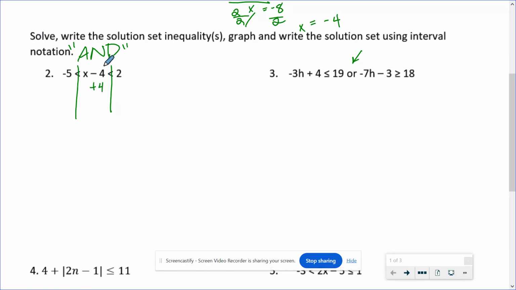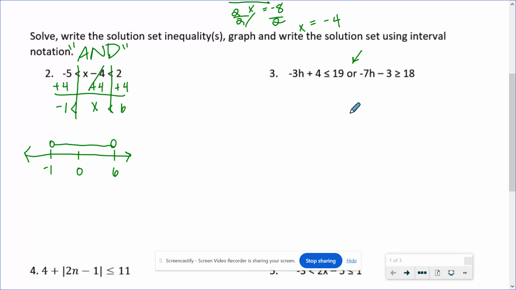So I'm simply going to add 4 because that's the only way to isolate that x. And then I'm going to add 4 to the other sections as well. Negative 5 plus 4 is negative 1. Bring down the sign. 2 plus 4 is 6. Bring down the sign. Now, had I divided by a negative or multiplied by a negative, I would have had to reverse my signs, but that did not happen. So on my number line, I'm just going to make a real small one here. I'm just going to have 0 in the middle and go with my smallest number and my largest number. It's going to be everything from negative 1 to 6.